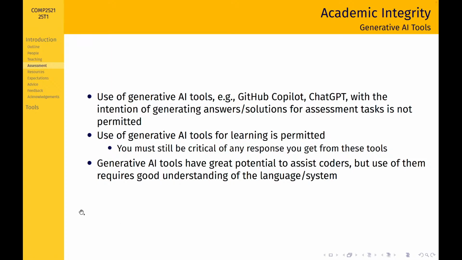Okay, and the last point: AI tools can really help you be more productive if you're a good programmer already. That's because you can tell whether the output it gives you is good and useful or irrelevant and not very useful. To use AI tools, you need to already have a good understanding of the language or system or thing that you're working on.